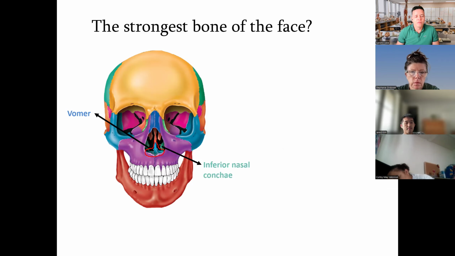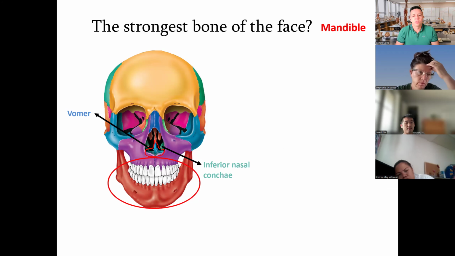To the side of the vomer, still inside the nasal cavity, we're going to find what we call the inferior nasal conchae, which are bilateral. We have them on the left, we have them on the right. And as I mentioned before, the strongest bone in the face is the mandible. And there is an important marking right here, which is a little foramen. That's what we call the mental foramen. And we have the right mental foramen of the mandible and the left mental foramen of the mandible. Okay.